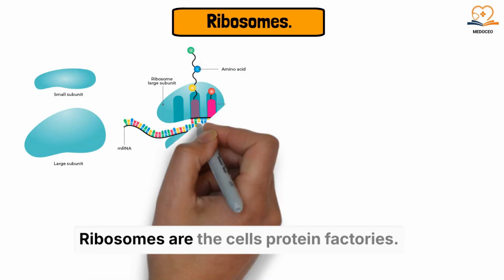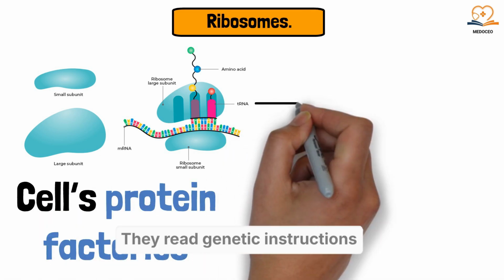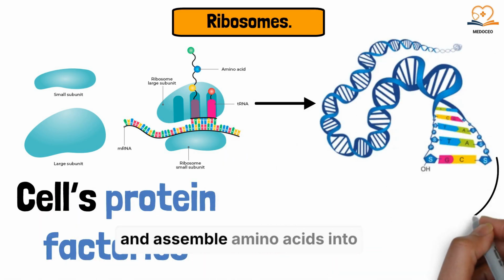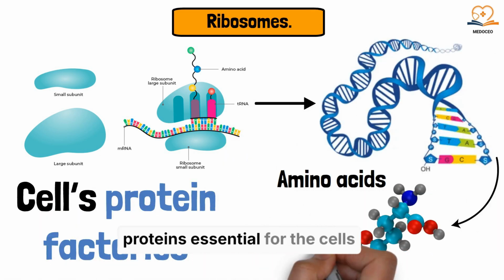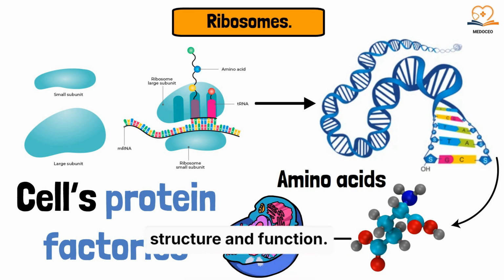Ribosomes. Ribosomes are the cell's protein factories. They read genetic instructions and assemble amino acids into proteins, essential for the cell's structure and function.